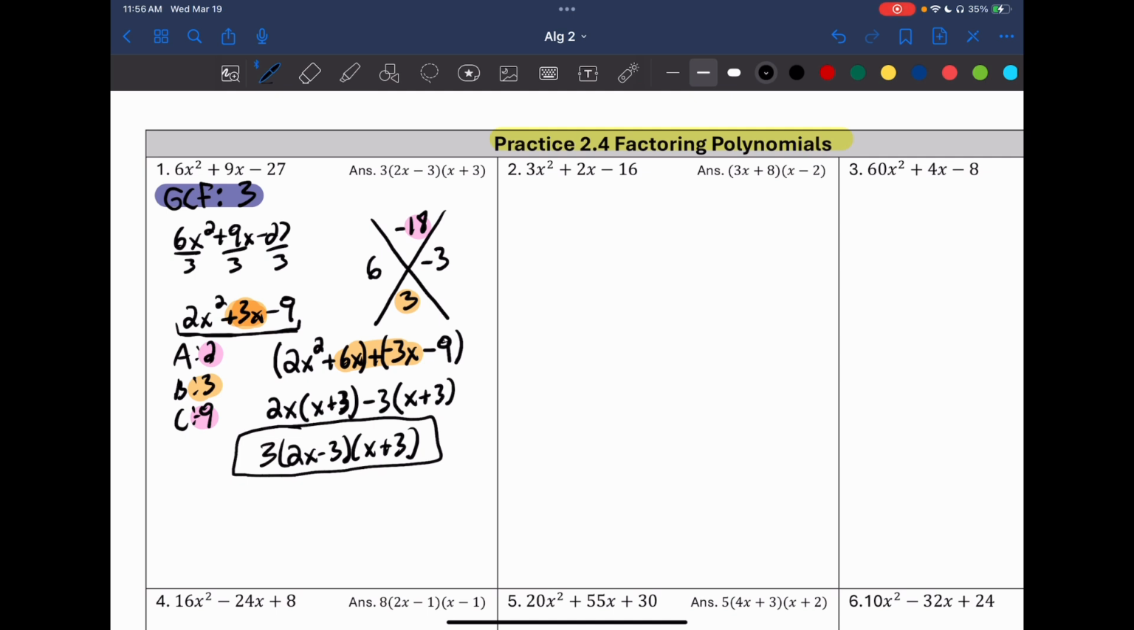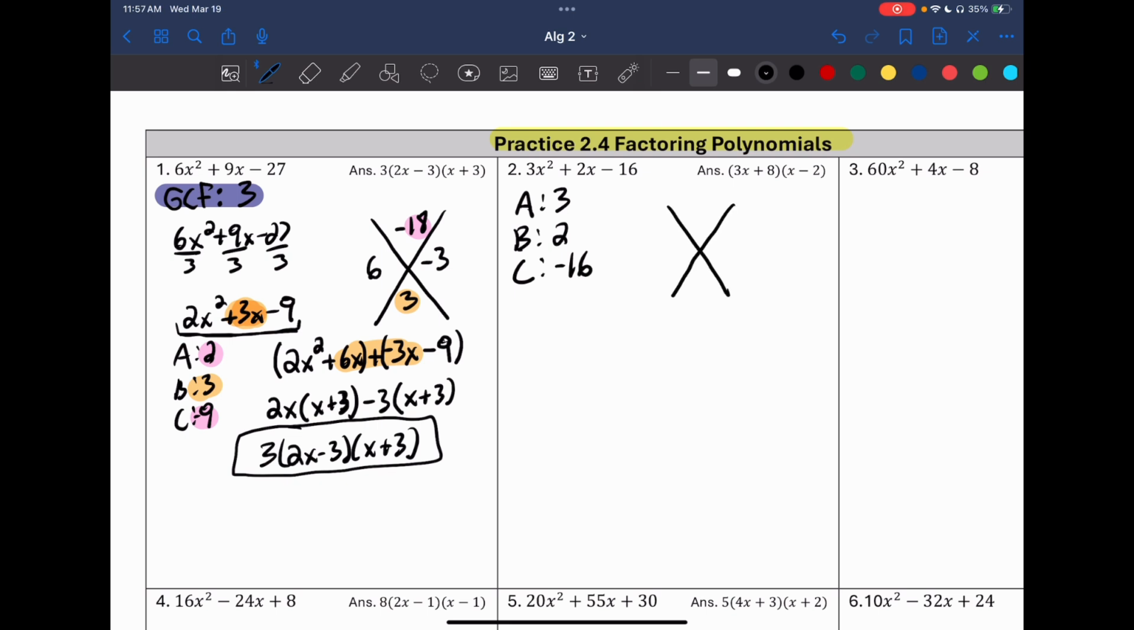Moving on here, let's look for GCF. Well, we see 3x squared plus 2x minus 16. I don't see any numbers that all of those have in common besides 1, so you can't always factor out a GCF. In this case, we wouldn't. And so we would start by labeling our coefficients. A, B, C. A would be 3, B would be 2, C would be negative 16.